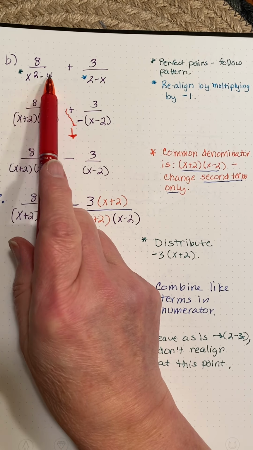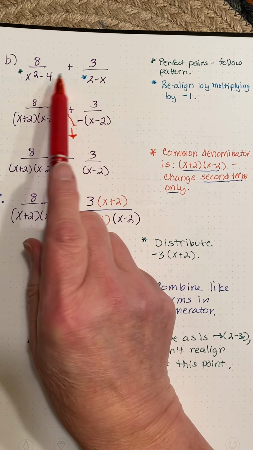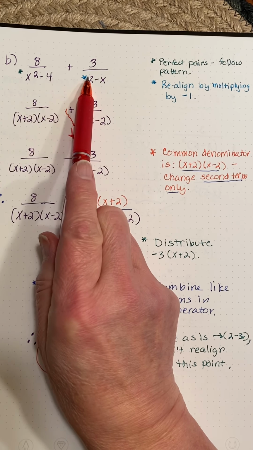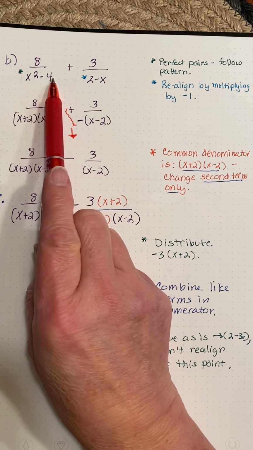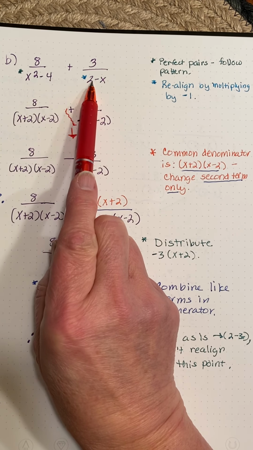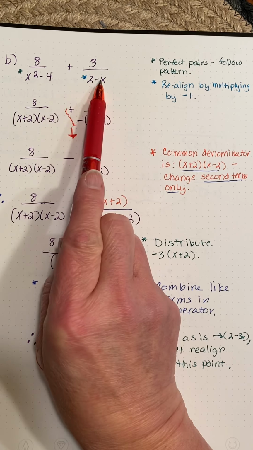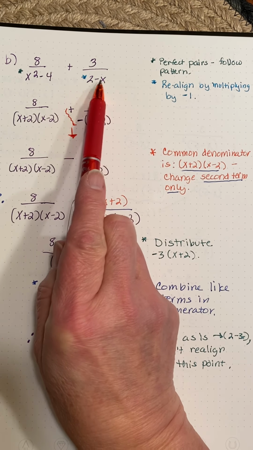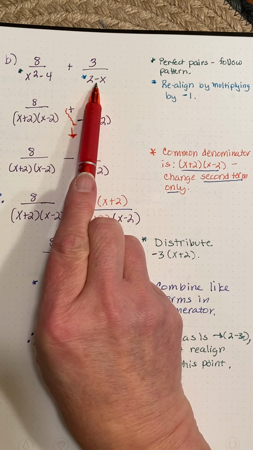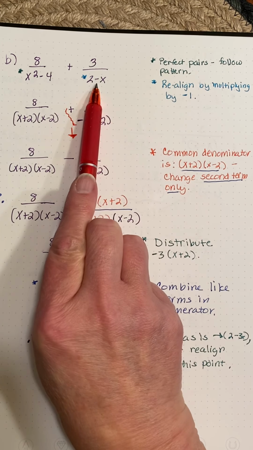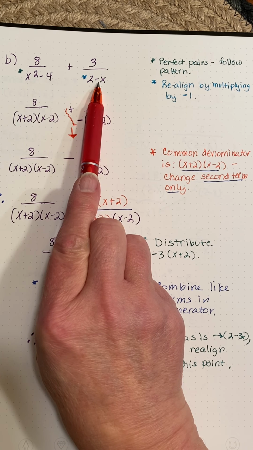x squared minus 4, and then I have 2 minus x. So in both situations, I have something wonky. In the first one, I have perfect pairs, so I'm going to follow the pattern for that. And in the second one, my x and my 2, they're kind of flipped around. So I'm going to realign this by multiplying by a negative 1, because I want this to be a positive x. So 2 positives make, or 2 negatives rather, make a positive.